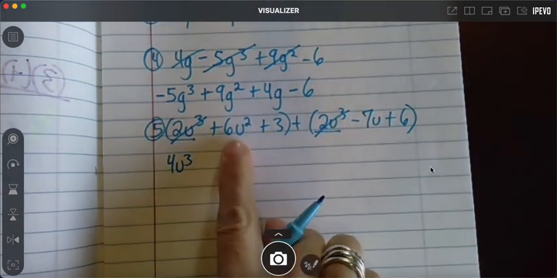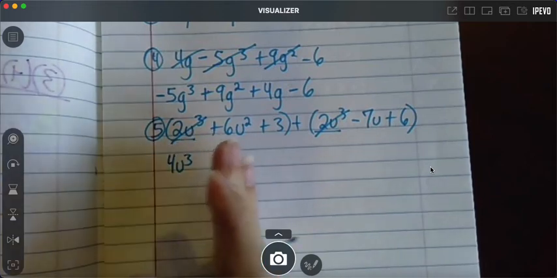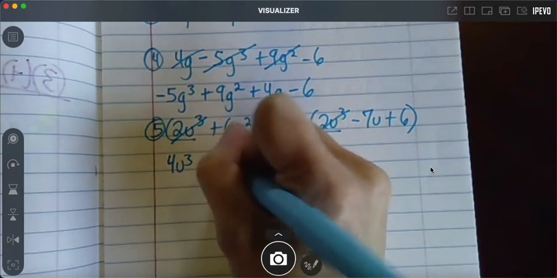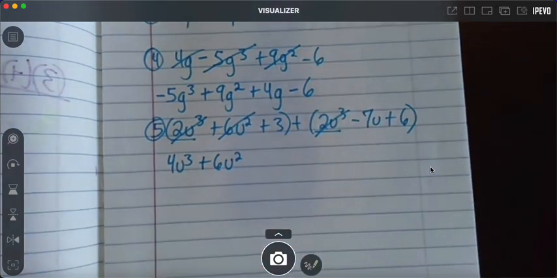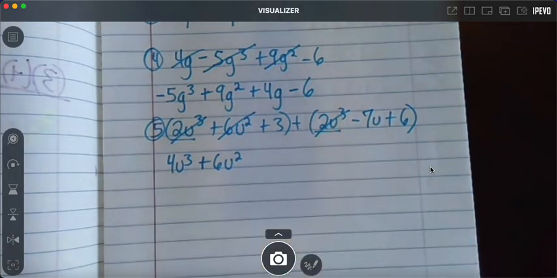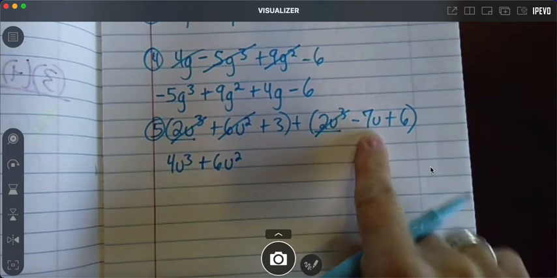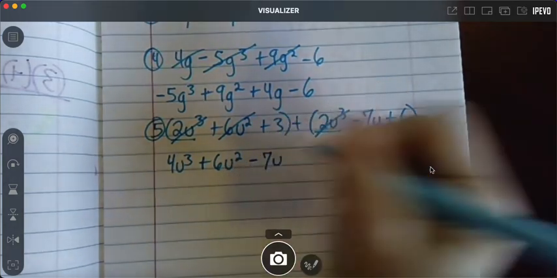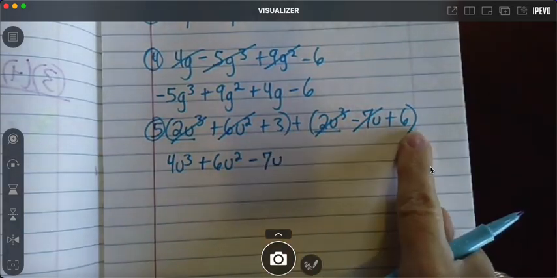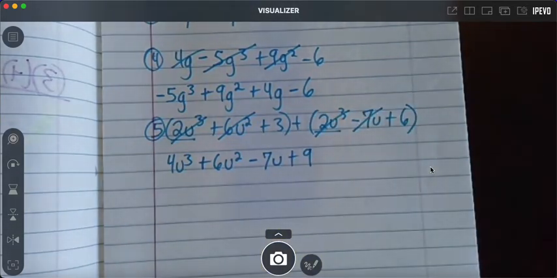Then I'm going to go to my 6u squared. See, I'm going in order. All right. Are there any other u squares? No. So I'm just going to bring that one down just like it is. What would come next? Negative 7u. And there was nothing you're adding to it. Nothing plus negative 7u. It's going to stay a negative 7u. And then what comes last? 3 plus 6 is 9. So that's going to be your simplified answer. Are we okay with that one? Yes? Okay.